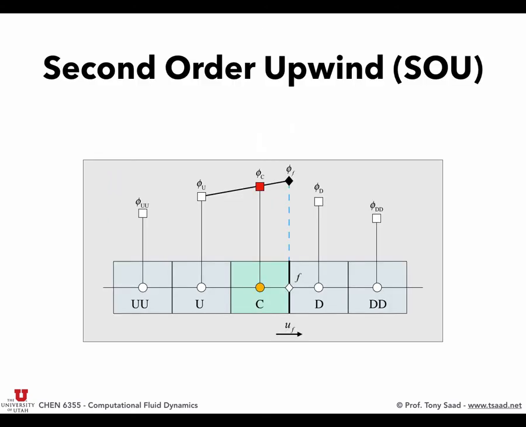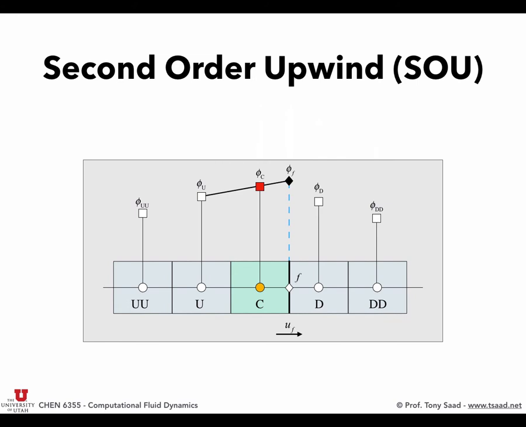What about the second order upwind? We said we want to be upwinded. We know the first order upwind works. Why don't we do a second order upwind? So for the second order upwind, I'm going to draw a line between phi upwind and phi far upwind. So I'm going to take two upwind values, and draw a line between these two.